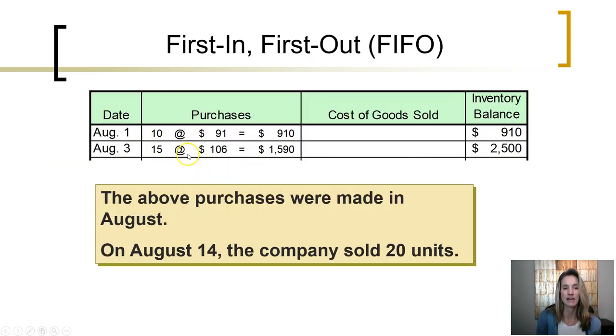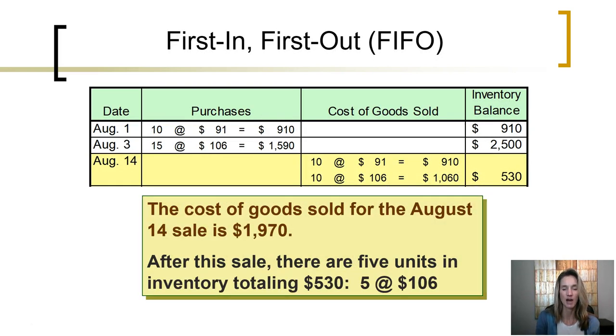So recall that they began August with 10 units that had a cost of $91, starting the month with $910 of inventory cost on hand. On August 3rd, another $1,590 worth of inventory was purchased, bringing their inventory balance up to $2,500. After those purchases had been made, on August 14th, the company sold 20 units. To figure out what cost is going to be assigned to those units sold for recording cost of goods sold, we are going to apply the first in, first out method.